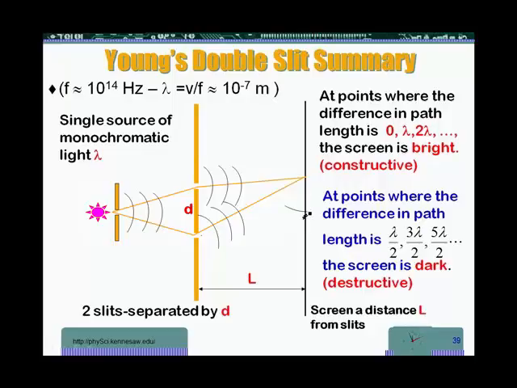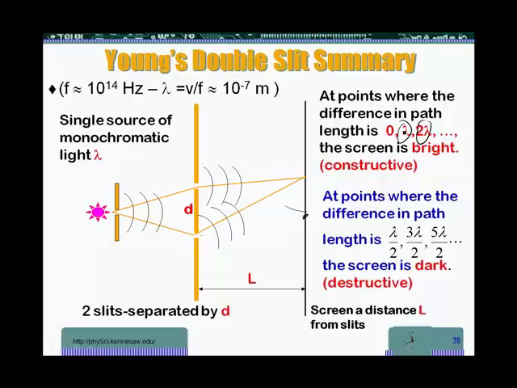Now, as we move away from that middle point, the path traveled by the two light beams is not going to be the same anymore. There is going to be a point where the path difference between the two beams is going to be equal to lambda. When the path difference is equal to lambda, we are still going to have constructive interference. Then we are going to have bright light.